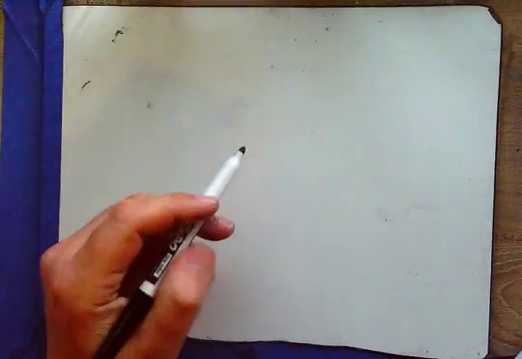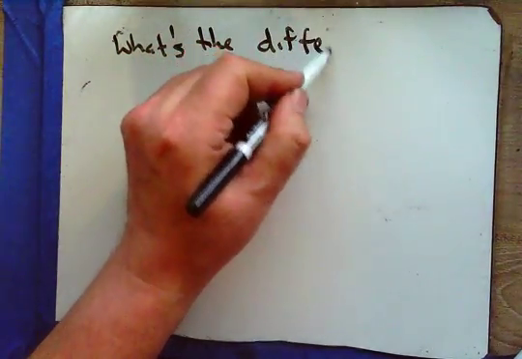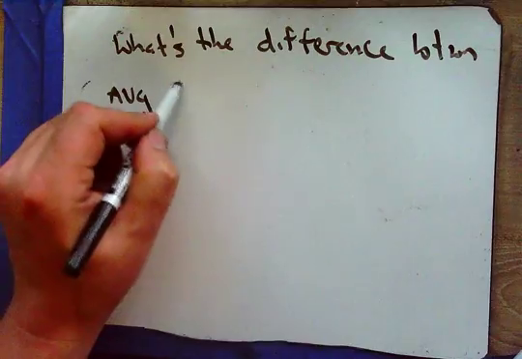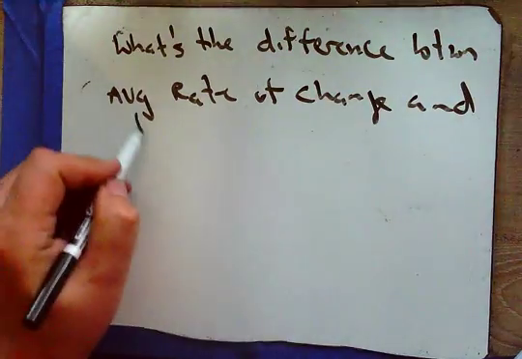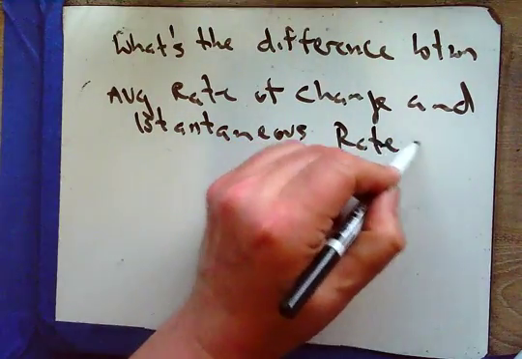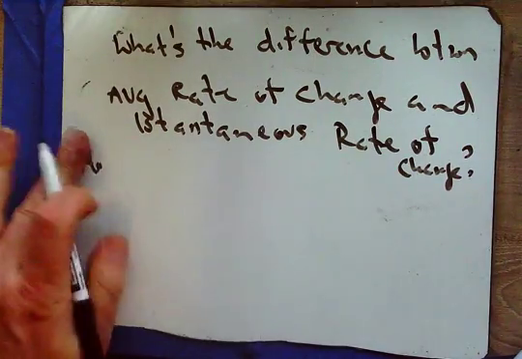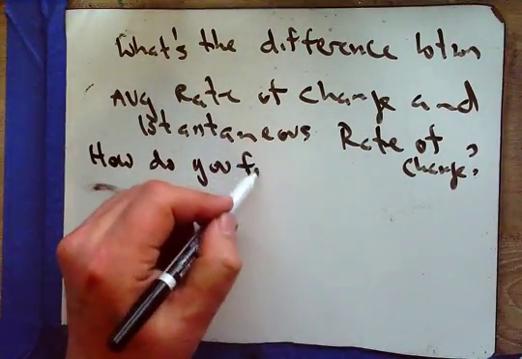I have just a couple more problems for us to look at. What's the difference between average rate of change and instantaneous rate of change? And second question, how do you find each?